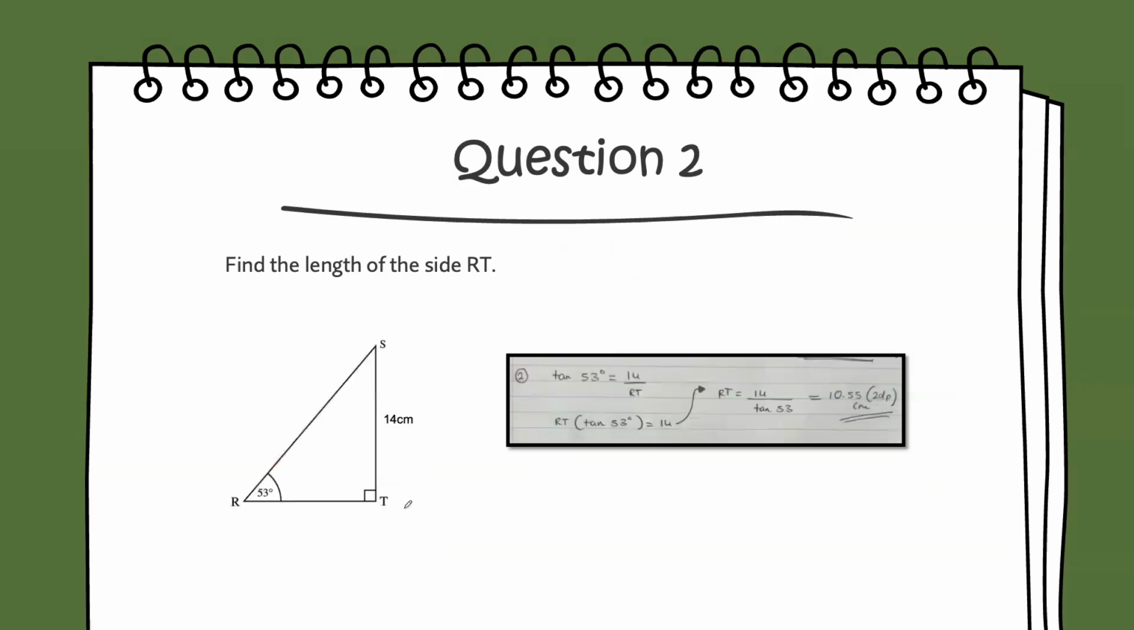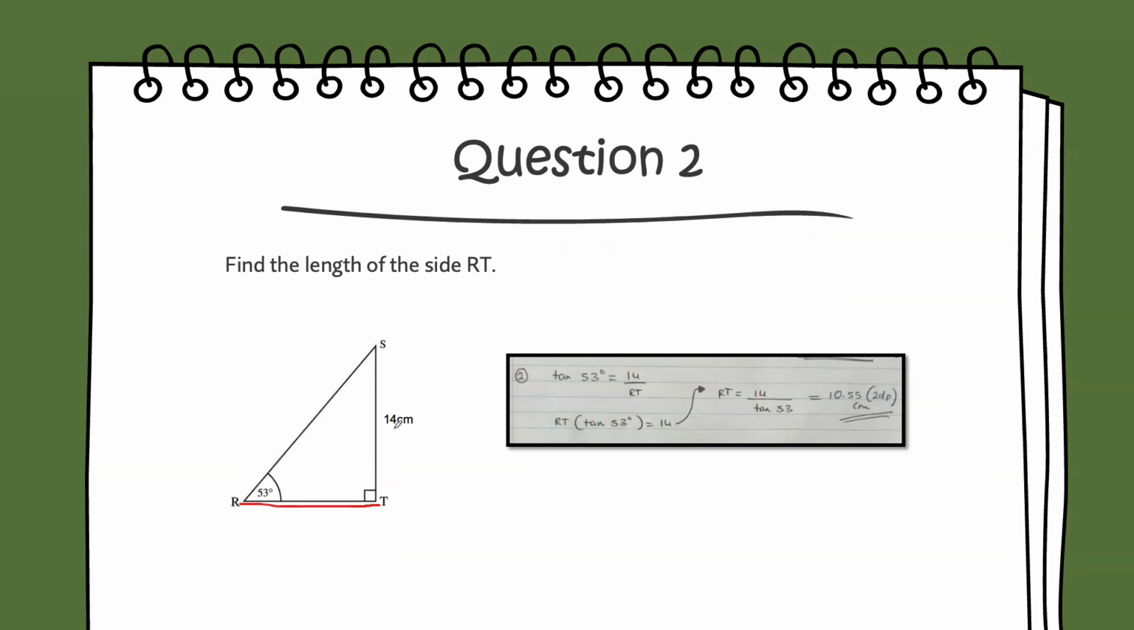Okay, next question. Again, we're going to be using the trig ratios, but we're finding the length of a side, the length of the side RT. This is what I was explaining earlier: even though we're finding the length of the side, we can't use Pythagoras theorem here because we don't have enough information. If we want to use Pythagoras theorem, we need to know what the other two sides of the triangle are.